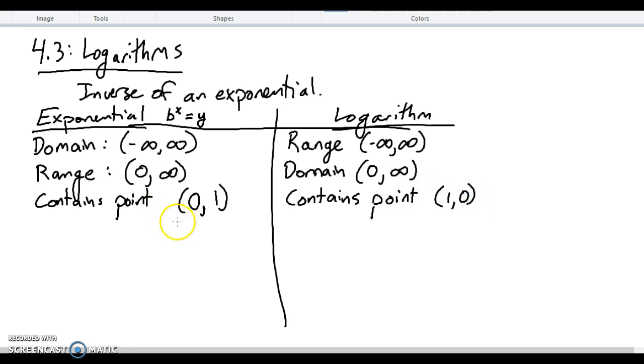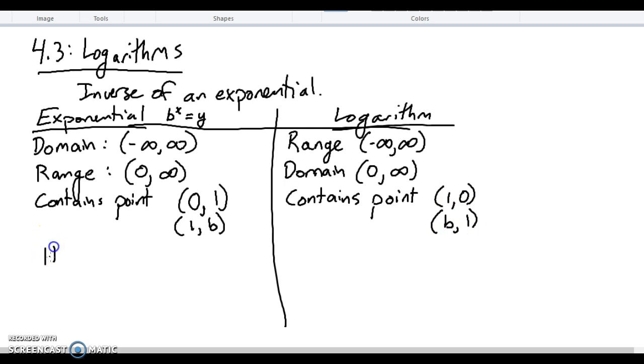By the same argument, I'd say the exponential contains the point (1, b), because b raised to the first power is b. It doesn't matter what b is. So the logarithm would contain the point (b, 1). Swap x and y.